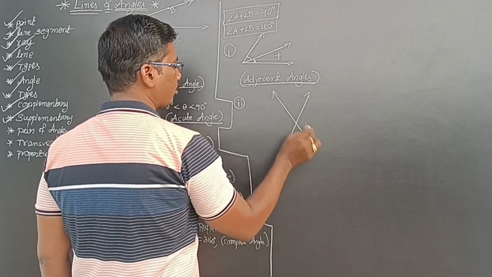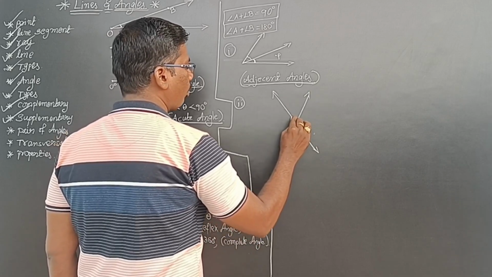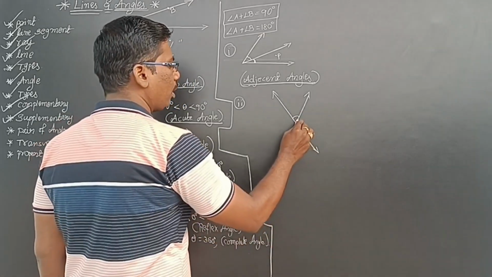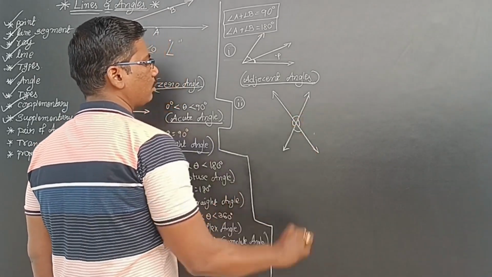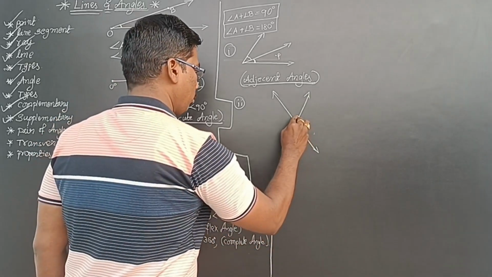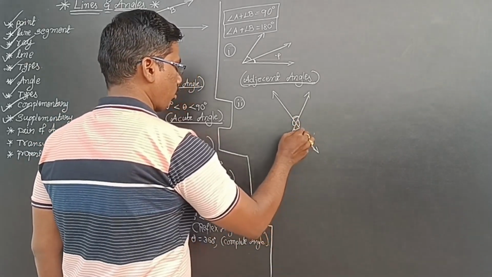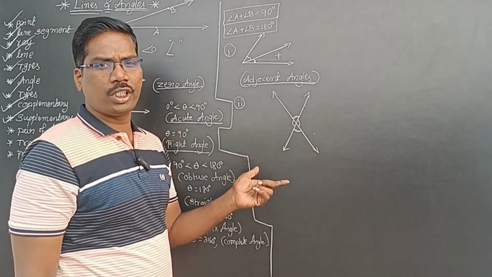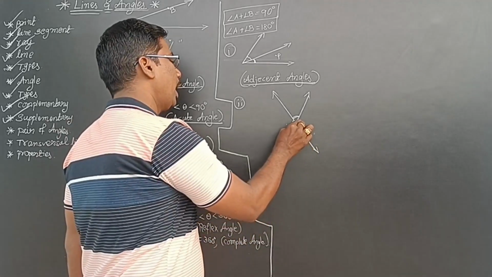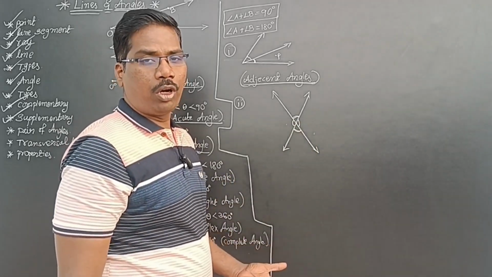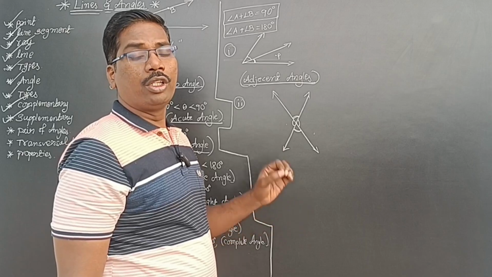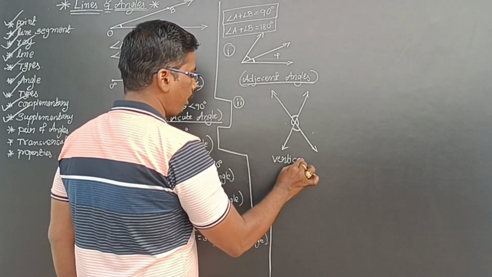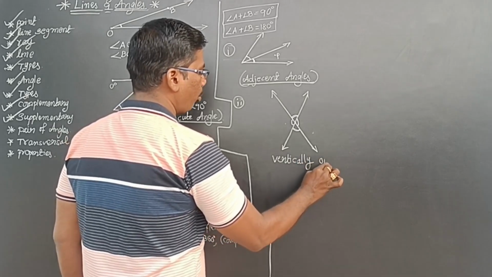Now clearly observe, two lines are intersecting. I get one angle here and one angle here. These two angles are equal, and these two angles are equal. Two angles that are opposite to each other, have the same initial point and do not have any common ray, are called vertically opposite angles.